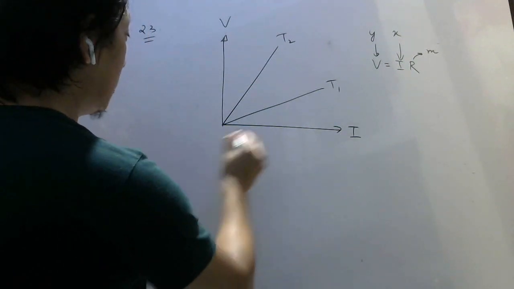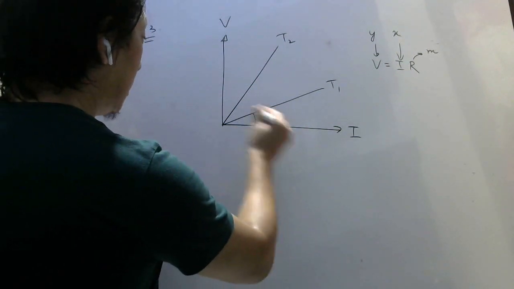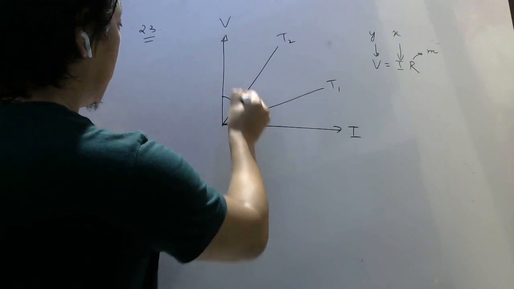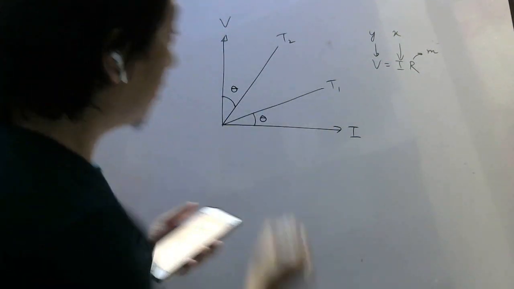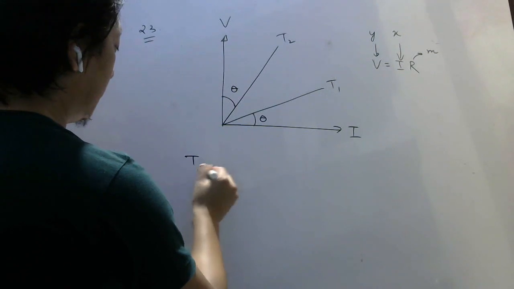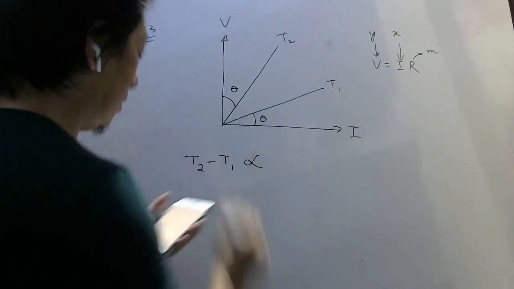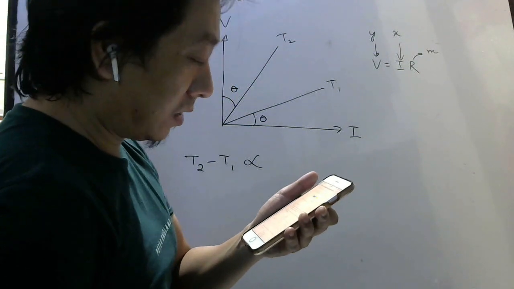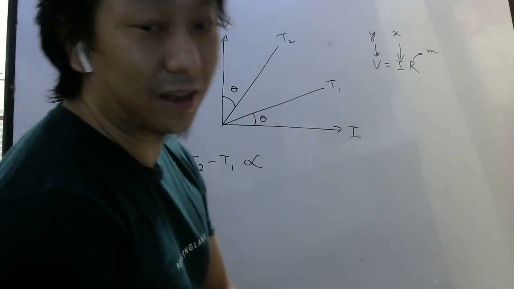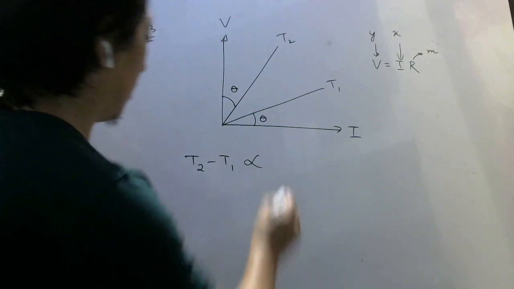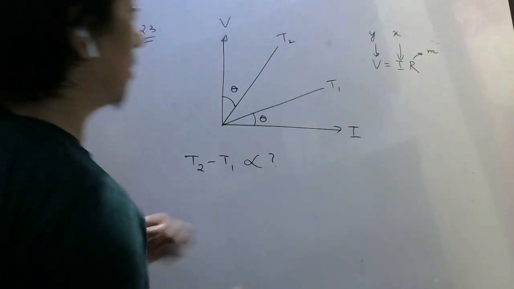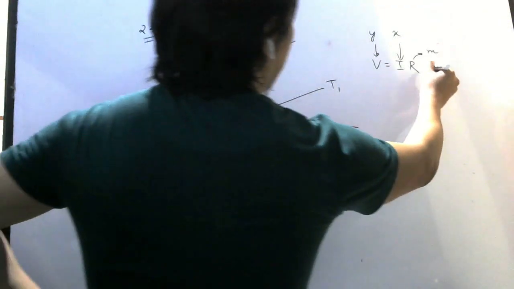So the question is, they are saying this angle is theta and this angle is also theta. They are asking T2 minus T1 is proportional to cos 2 theta, sin theta, cot 2 theta, tan theta. So in terms of theta, they want this difference of temperature. So how to do it? See, you know R is the slope.